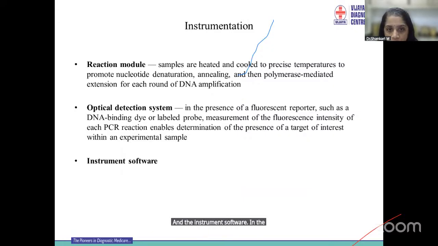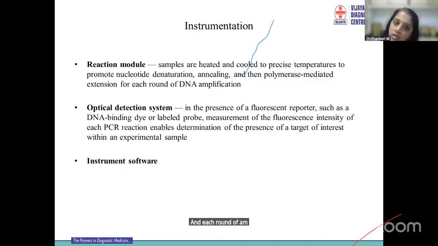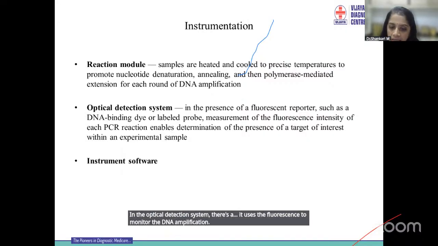In the reaction module, the samples are heated and cooled to precise temperatures, as we have already seen. In each round of amplification, the temperature rises and then cools. In the optical detection system, it uses fluorescence to monitor the DNA amplification in real time.